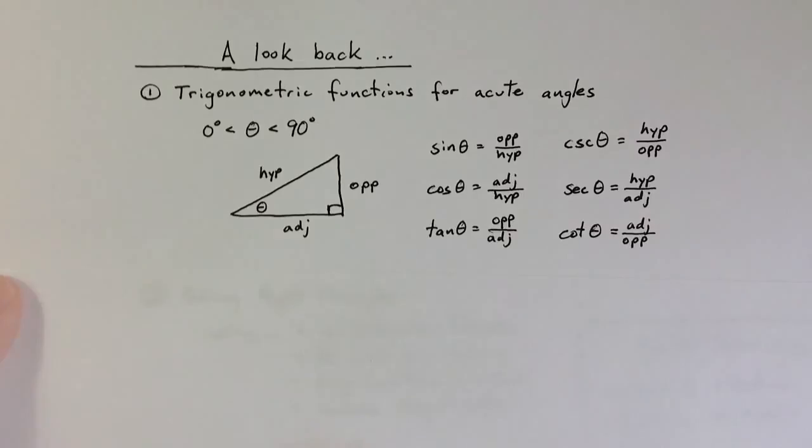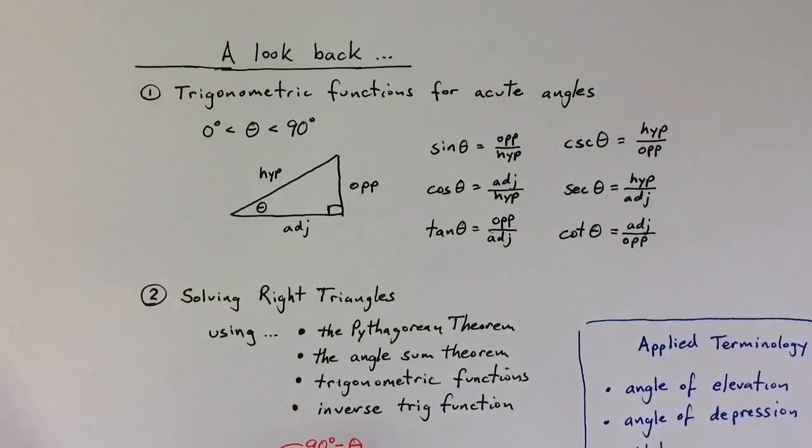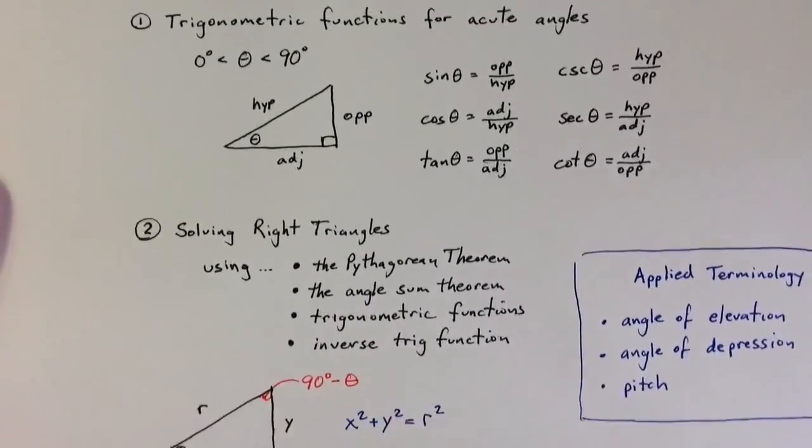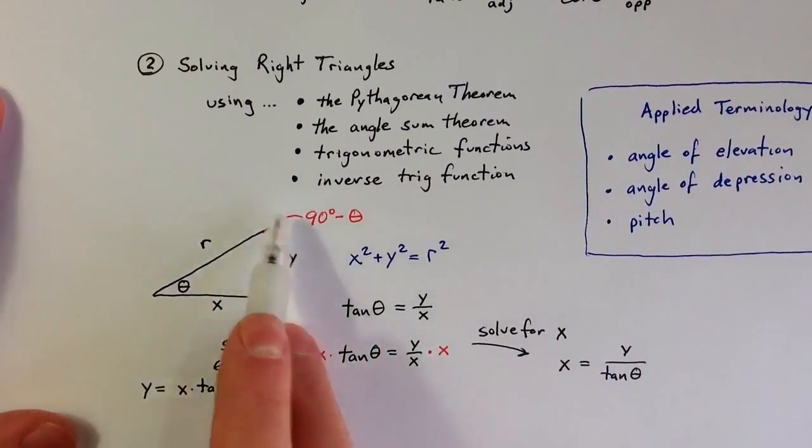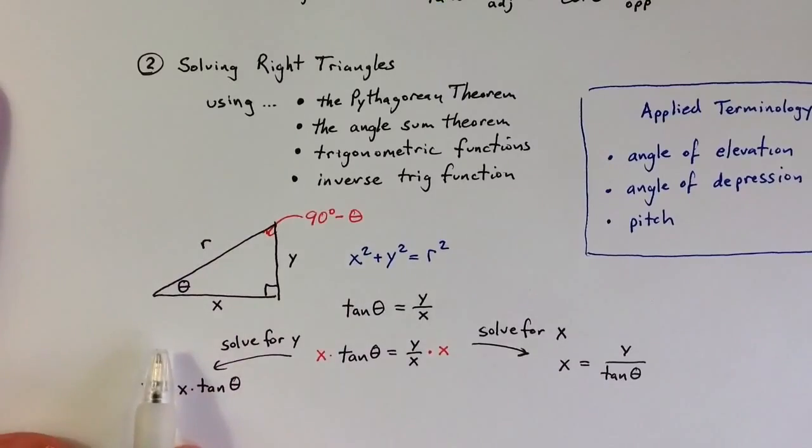There are reciprocal relationships between sine and cosecant, for example, and there are cofunction relationships between sine and cosine, among others. A second topic is the idea of solving right triangles. We had a few tools for doing this: the Pythagorean theorem, the angle sum theorem, trigonometric functions, and inverse trigonometric functions. And the idea of solving right triangles is that if we're given some information about a right triangle, we'd like to find other information.